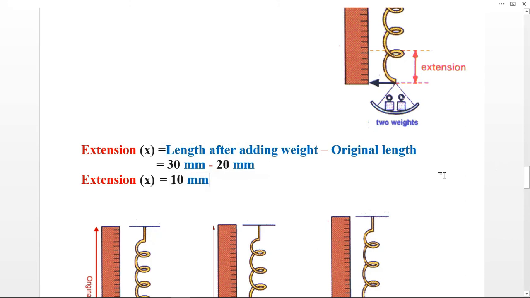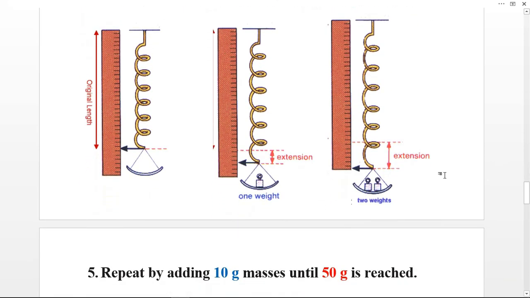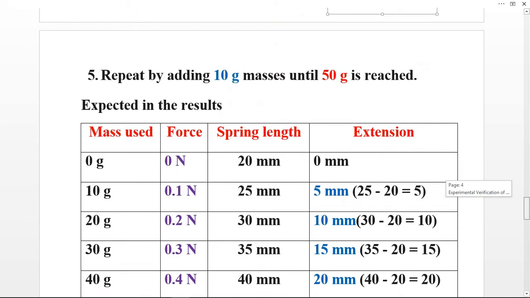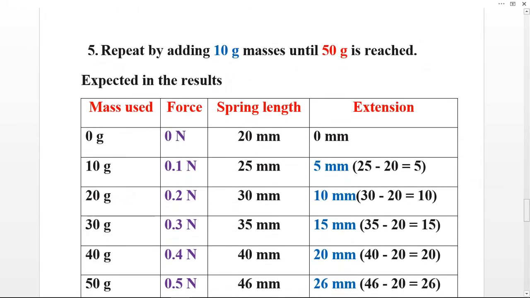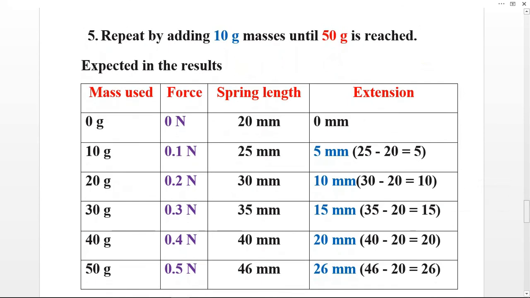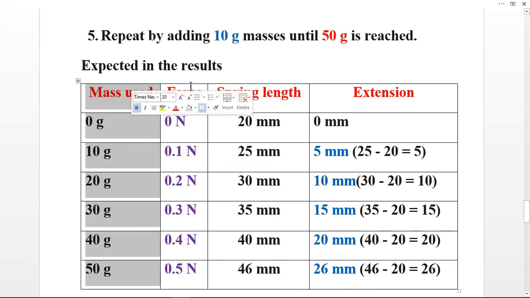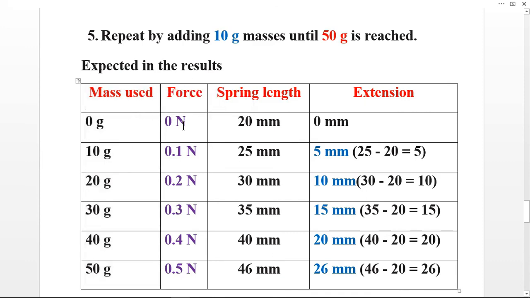I just compiled all these three diagrams here to give you a comparison. In the first diagram, there is no extension because there is no load. In the second diagram, there is an extension because there is a load. In the third diagram, there is more extension because there is more load. If you repeat all these experiments up to 50 grams, you can record everything in this table. The first column is for mass, the second for force, because you can convert mass into force, then the spring length, and then the extension.